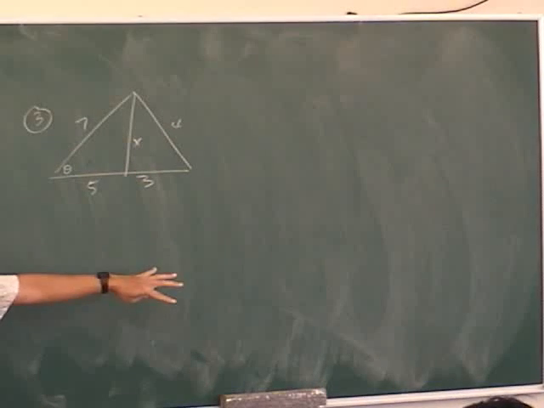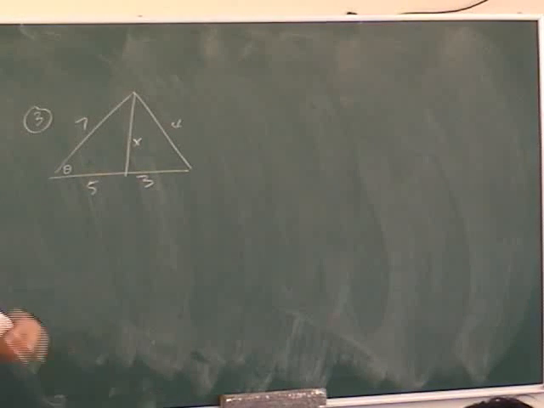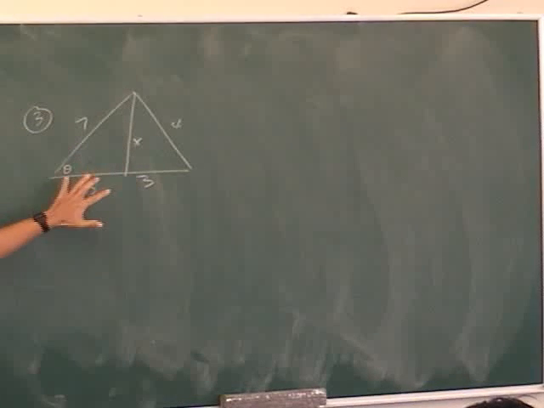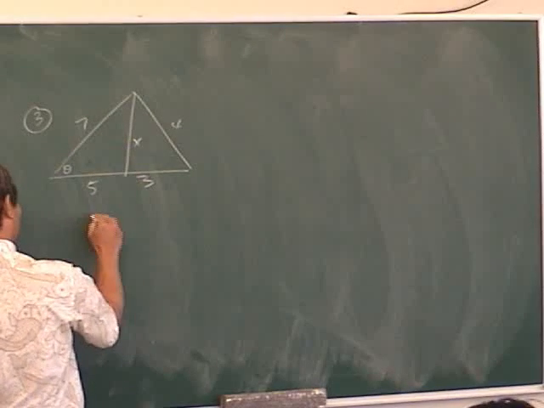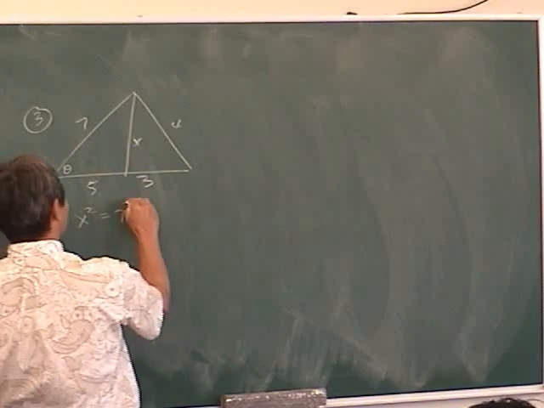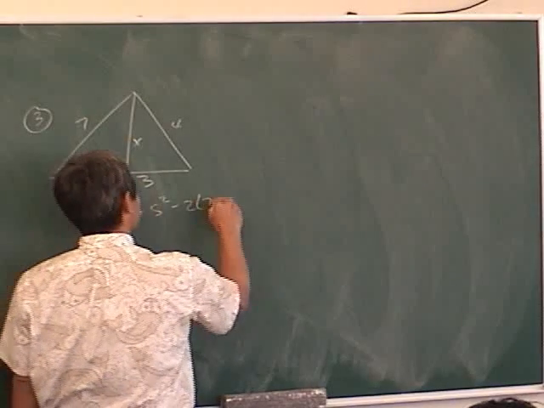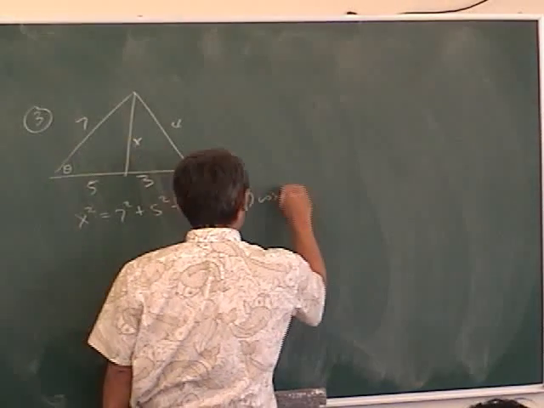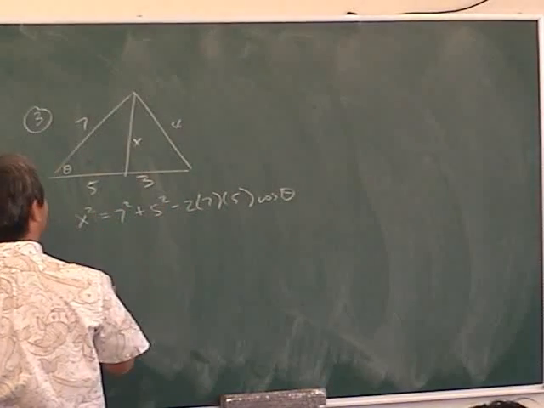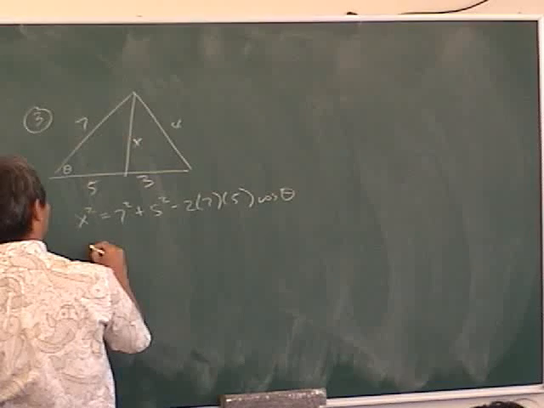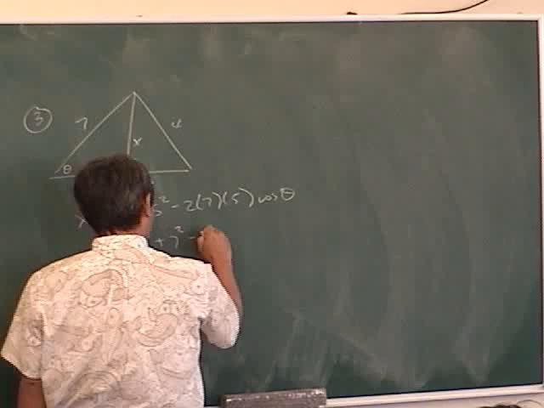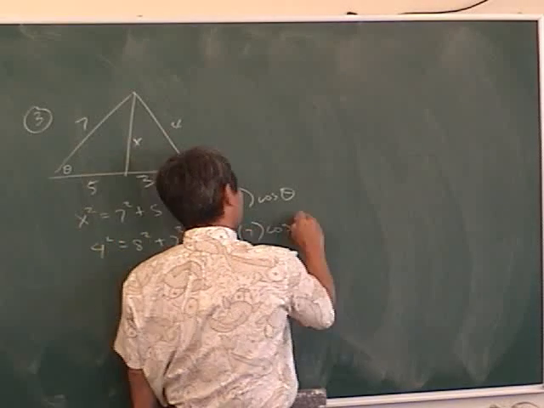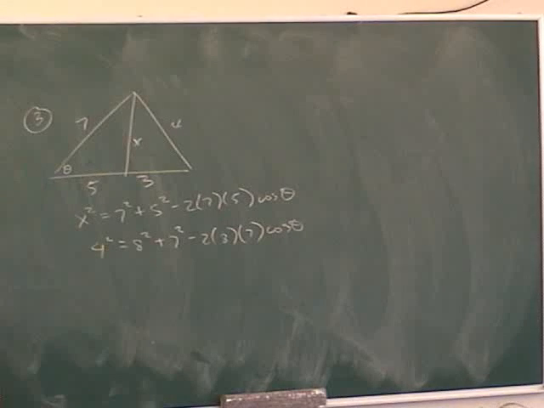Now, the first 4 problems, no calculator. The last 4 problems you can use a calculator. So this is the no calculator portion. Use the law of cosines on the baby bear. X squared equals 7 squared plus 5 squared minus 2 times 7 times 5 cosine theta. Now use it on the mama bear. 4 squared equals 8 squared plus 7 squared minus 2 times 8 times 7 cosine theta. 2 equations, 2 variables, solve it, and you're done.